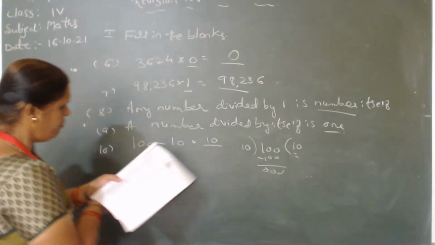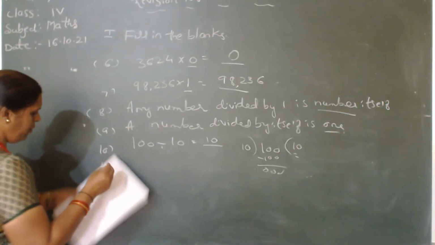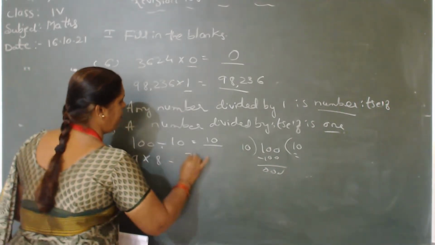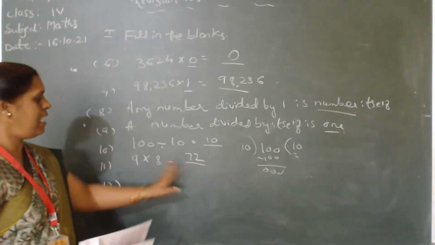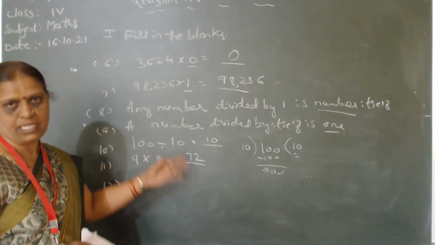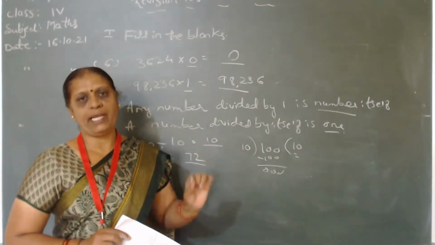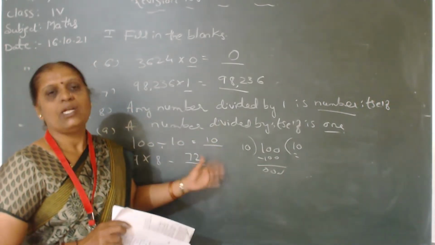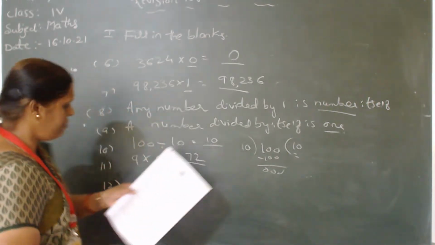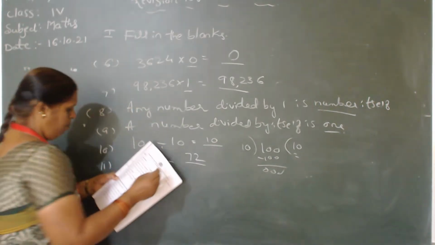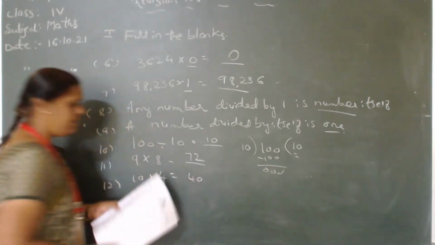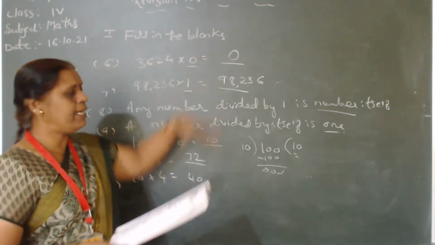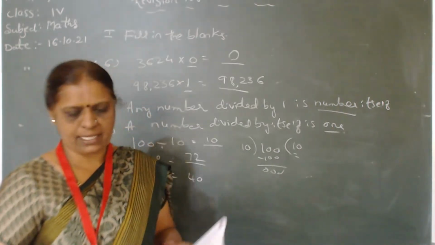Next, the 11th and 12th. The 11th one is about the multiplication tables. We will change the numbers, so you have to be thorough about the multiplication tables. If you know the multiplication tables, it is easy to find the answer. So next one is 10 into 4 is 40. So this included all the chapters in fill in the blanks.